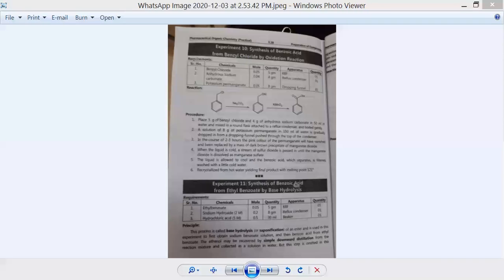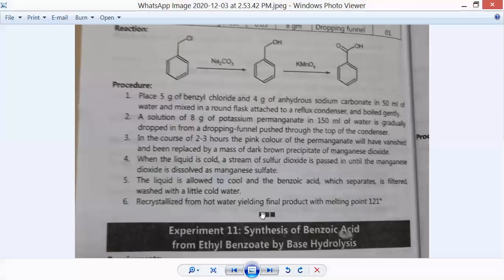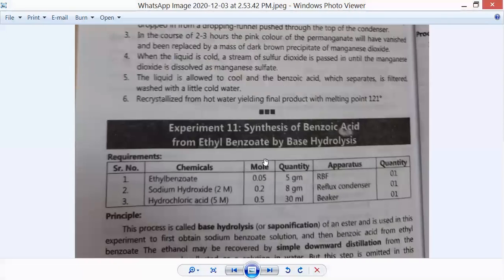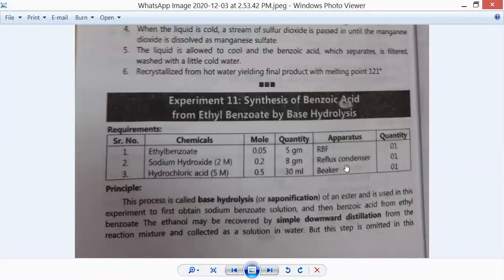So what we have discussed up till now, our next synthesis is the synthesis of benzoic acid from ethyl benzoate by base hydrolysis. This is actually a base hydrolysis reaction in which we are hydrolyzing the ester, that is ethyl benzoate, with a base, that is sodium hydroxide. A strong base we are going to use here for the hydrolysis of this ester, ethyl benzoate.